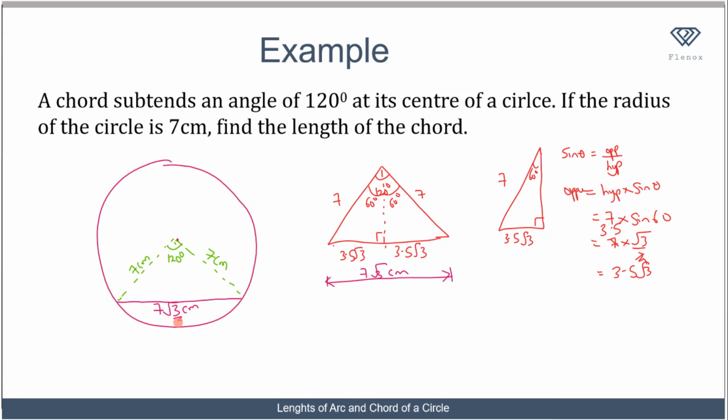So that pretty much sums up our discussion on calculating the length of an arc and calculating the length of a chord.